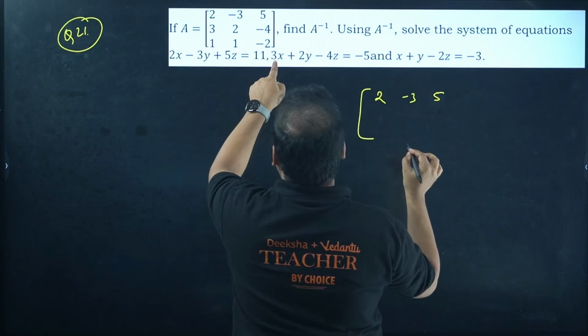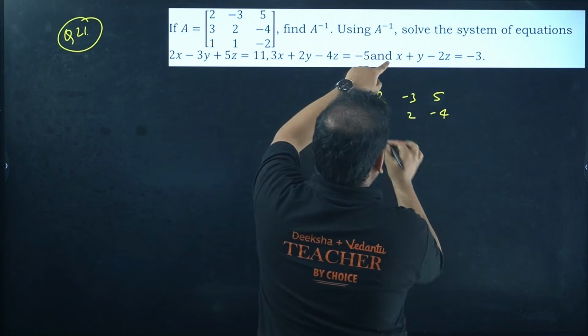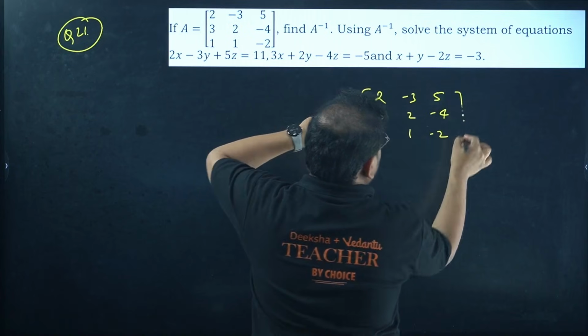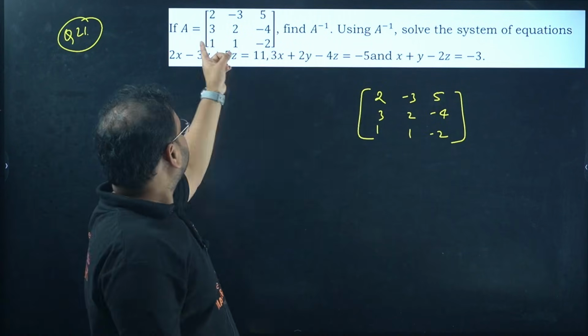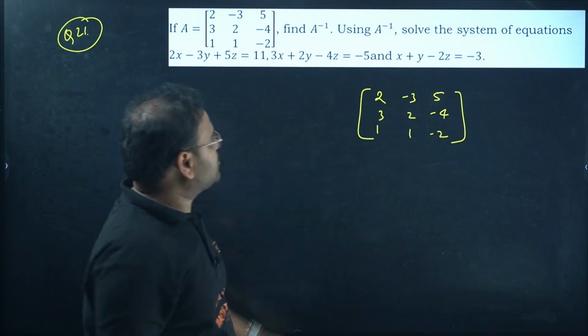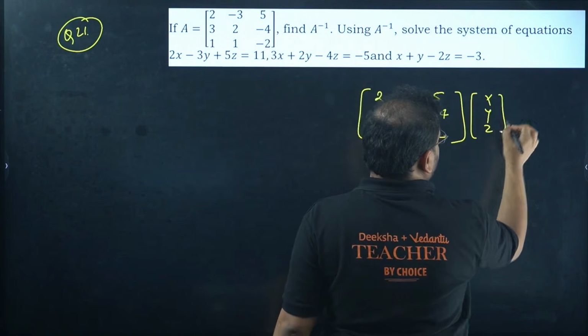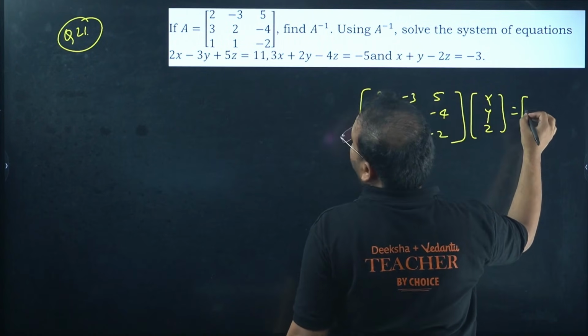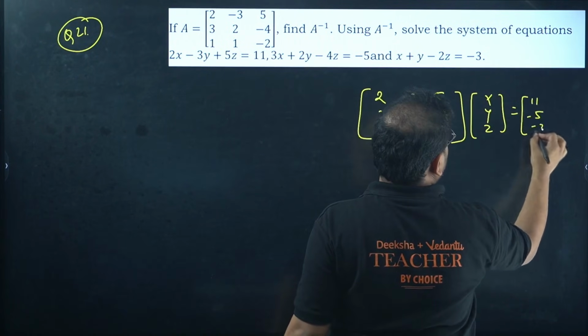You get over here 3, 2 and minus 4. You get over here 1, 1 and minus 2. So when you make the matrix of the coefficients, you get the same matrix: 2, minus 3, 5; 3, 2, minus 4; 1, 1, minus 2. So remember, when we used to solve the equation, we'll have this condition. The constants will be what? 11, minus 5 and minus 3.